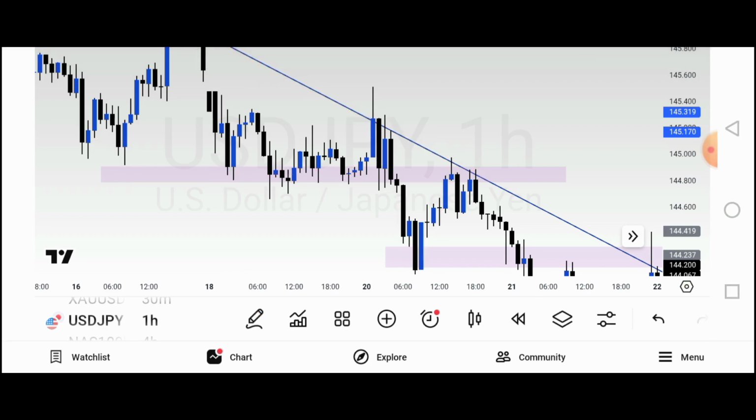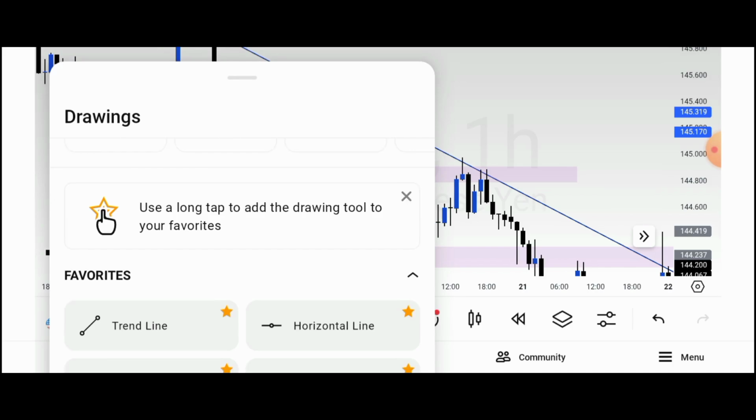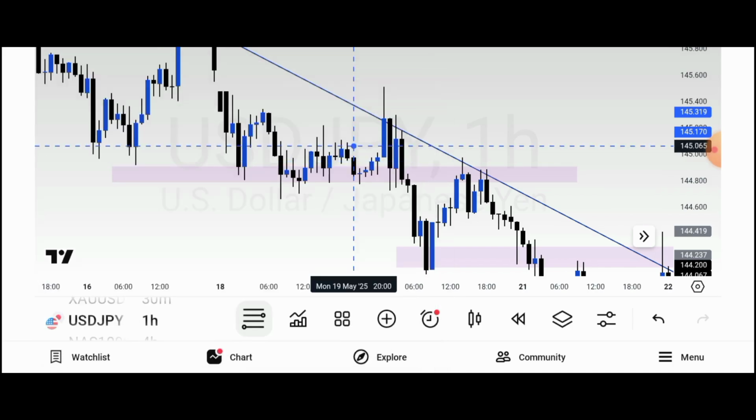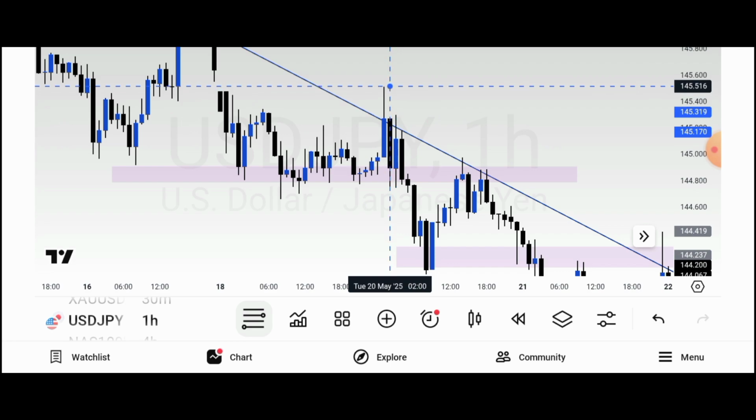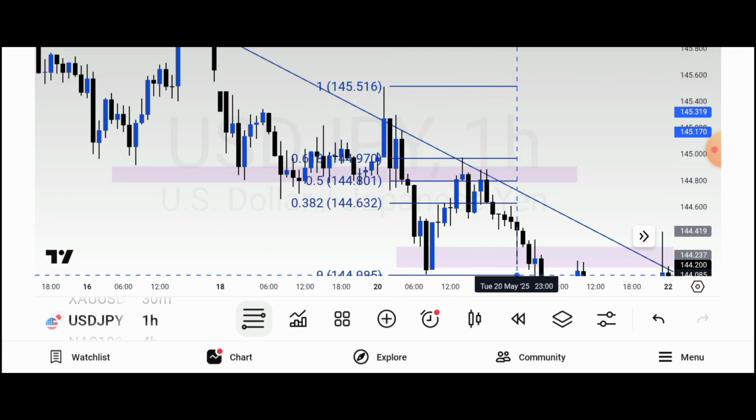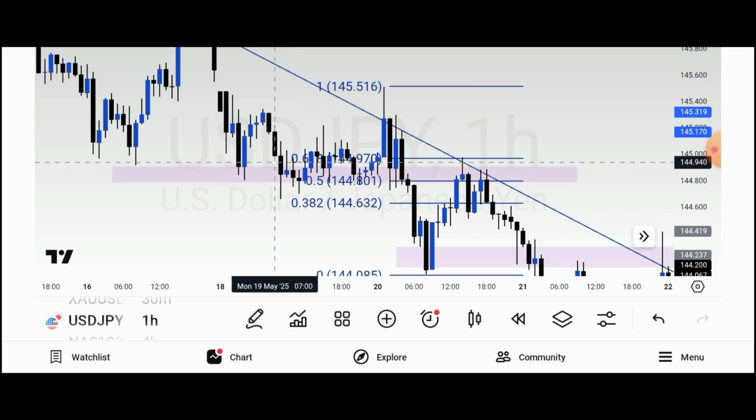Now, if you use Fibonacci, you will see that this setup is a high probability setup, and this is the kind of setup I love to take, guys. You can see that the zone is around either the 0.618 or the 0.5 key level, the golden level of Fibonacci. You can see that the 0.618 touches the trend line well.